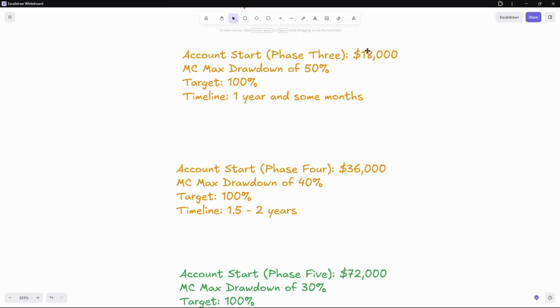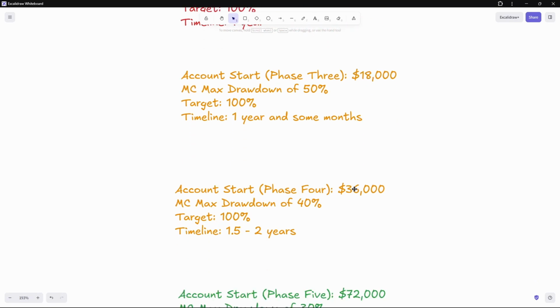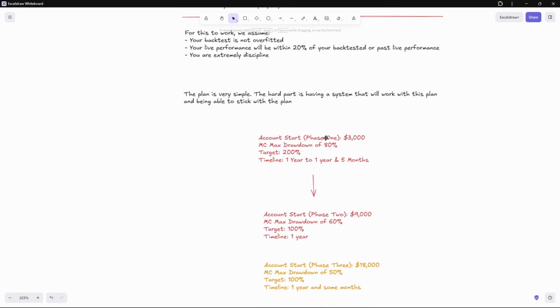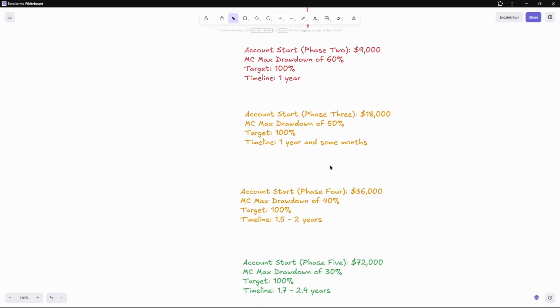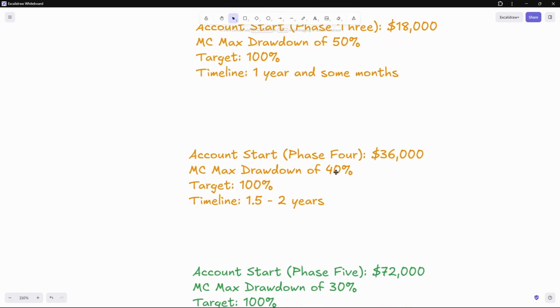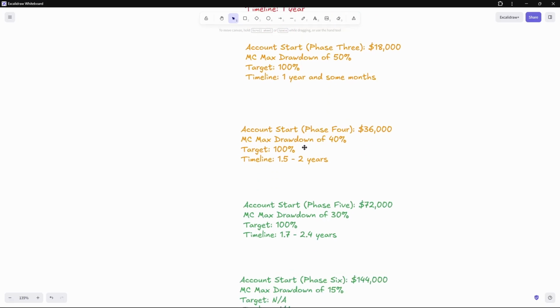Phase 4, our account now, as you can see, 100% of 18,000 carries our account balance to $36,000. So you can see how we started off with a $3,000 account, and now in phase 4 our balance is at $36,000, and our worst case scenario drawdown is now 40%, right? So I don't really have to show everything again, the same process, so we just reduce the drawdown so that we assume worst case scenario of 40%, we target 100%, and the timeline for this should be about 1.5 to 2 years.